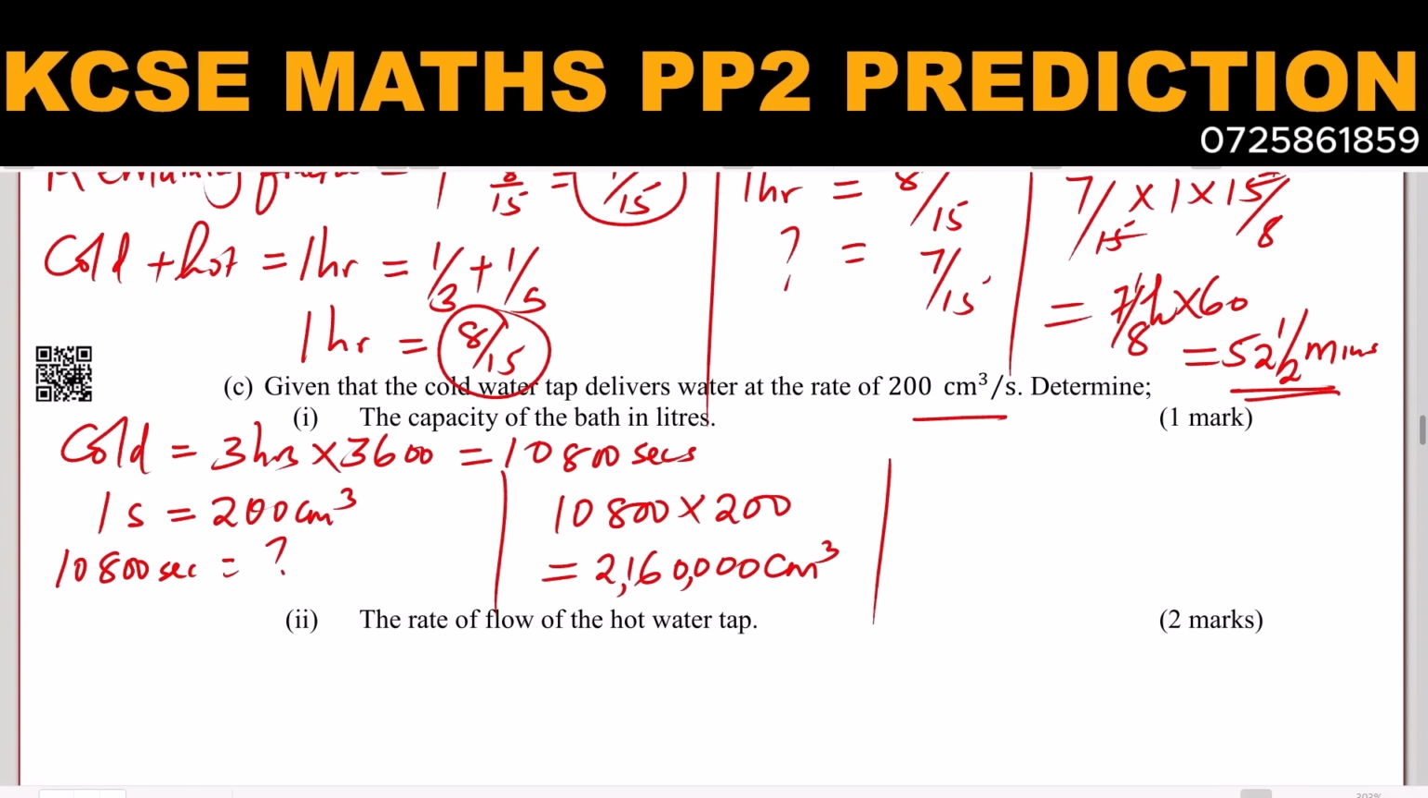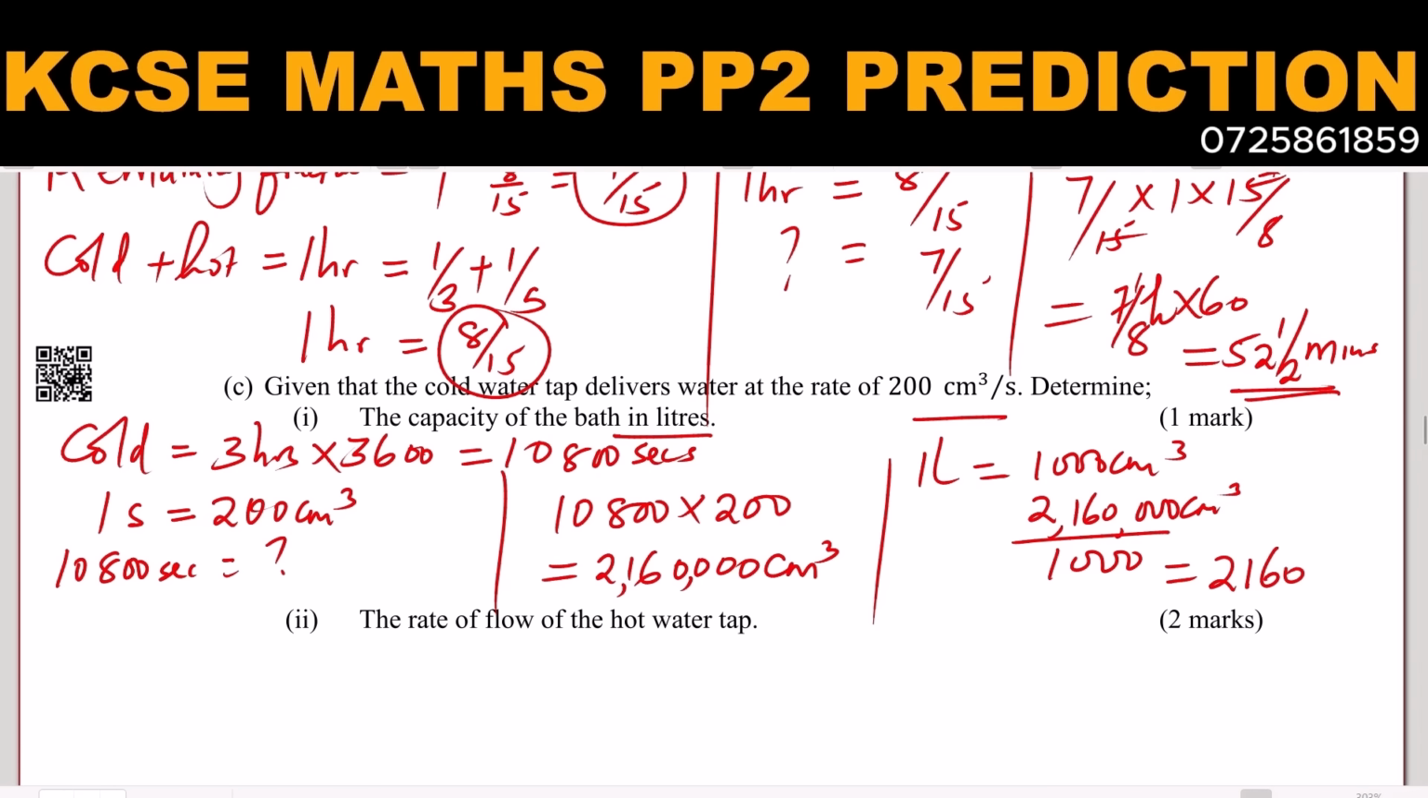But remember, the question is the capacity in liters. So remember that 1 liter is equal to 1,000 centimeters cubed. So what about 2,160,000 centimeters cubed? You simply need to divide. So just divide this one by 1,000, and this one will give 2160 liters.